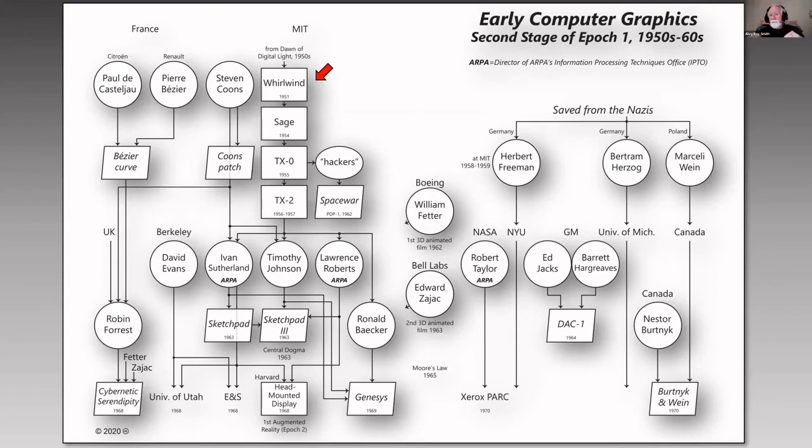And in that same light, consider Marceli Wein out to the right, who with Mr. Burtnyk wrote the first computer interpolation program for animation. Marceli's father was saved from Auschwitz because he was a master tailor and he was number 5 on Schindler's List. Okay, these stories go on and on, but let me concentrate on these 3 guys.